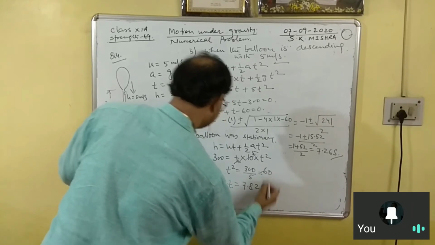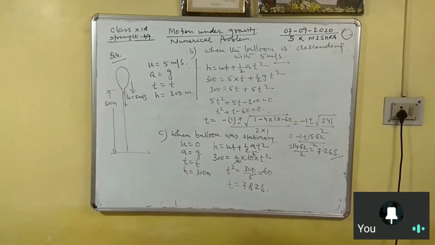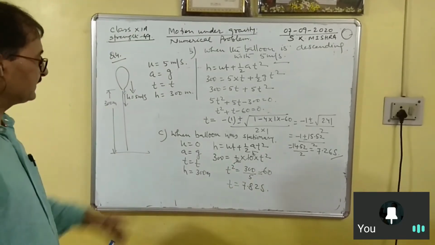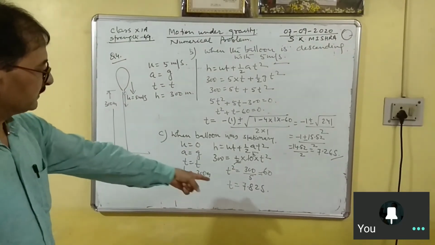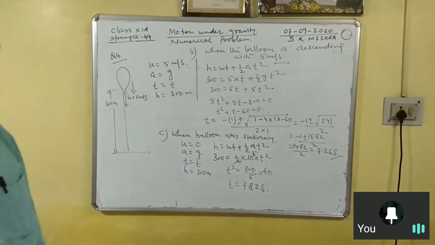7.82 seconds, approximately square root of 60. You can just see that when the balloon is stationary and you release the stone at the same instant, the time taken by the stone to reach the ground is 7.82 seconds.